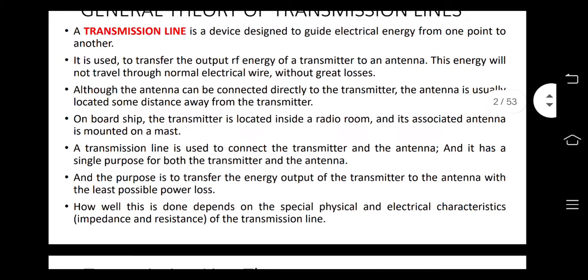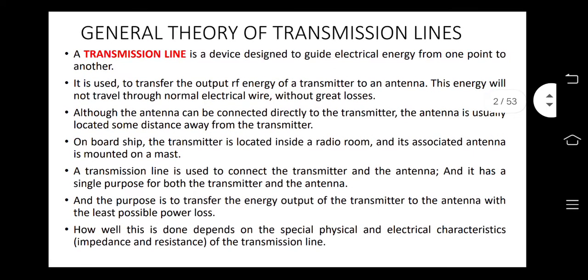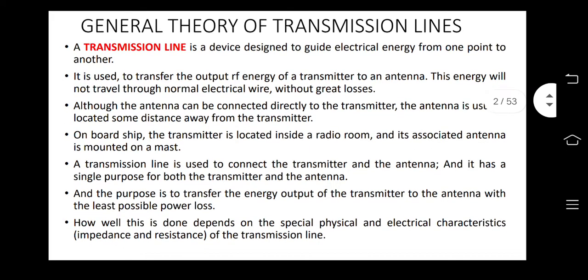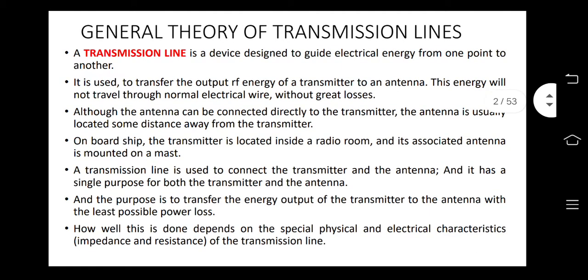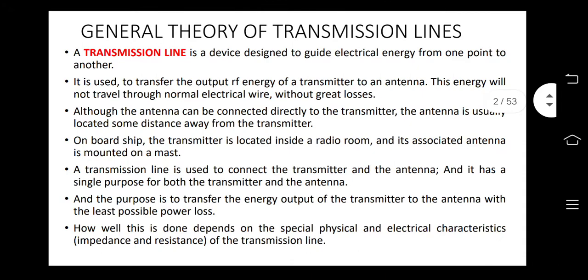transmitter. On board ship, the transmitter is located inside a radio room, whereas the antenna will be mounted on a mast or a post. A transmission line is used to connect the transmitter and the antenna, and it has a single purpose for both the transmitter and the antenna. Its only purpose is to transfer the energy output of the transmitter to the antenna with least possible power loss. So how well this is done will depend on the special physical and electrical characteristics, like impedance and resistance, of the transmission line.